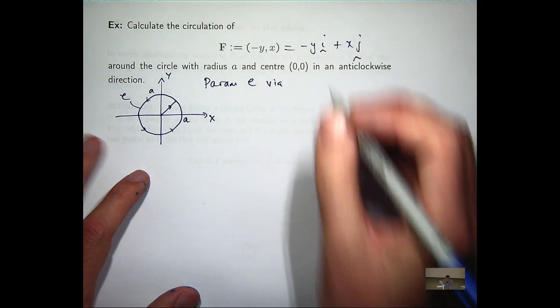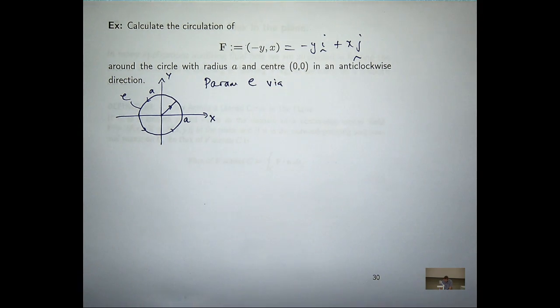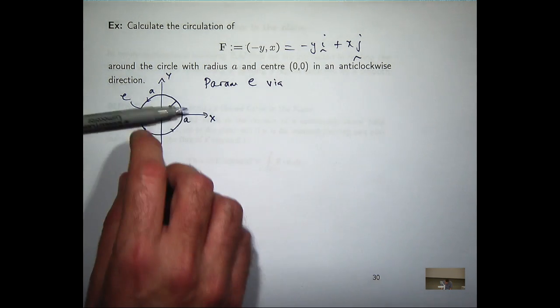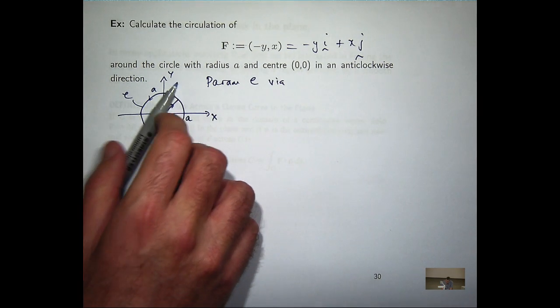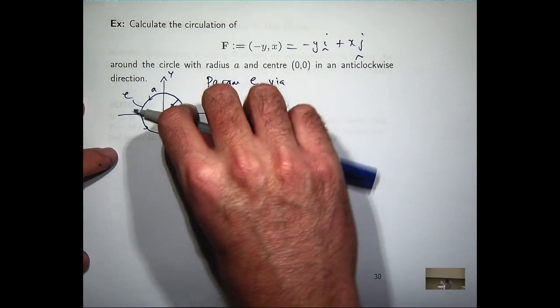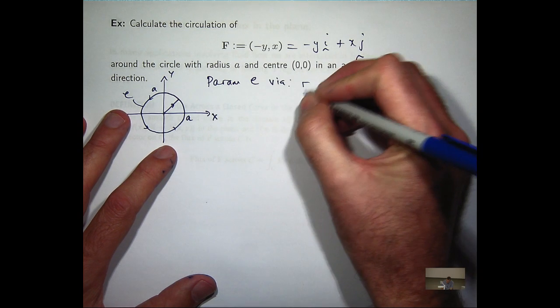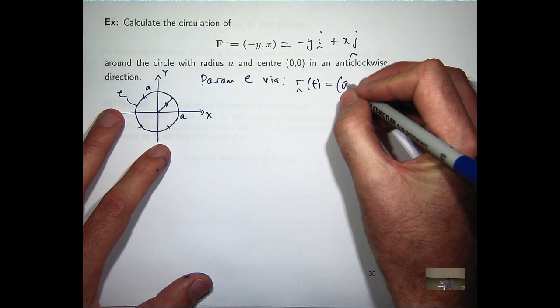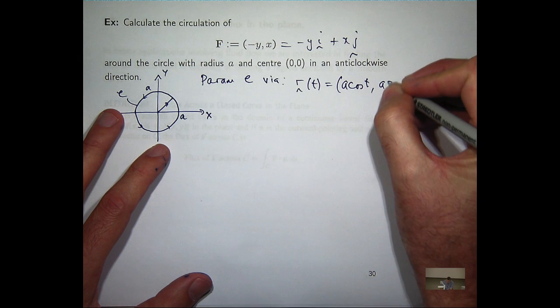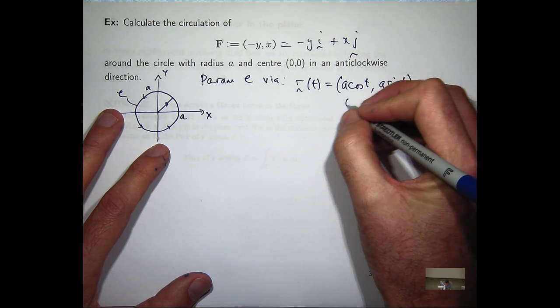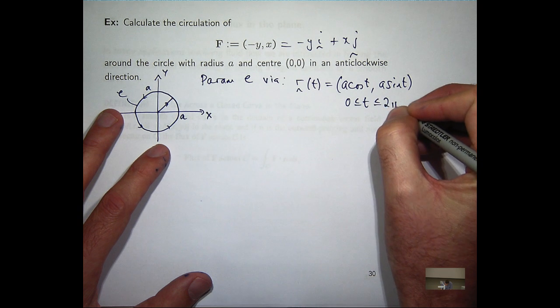Who can remember how to parameterize a circle with radius A? What would we use? Yep, A cos t, comma A sin t. And what we want is, as t increases, we want the vector to point and rotate this way, not the other way. So that would actually be okay. Right?